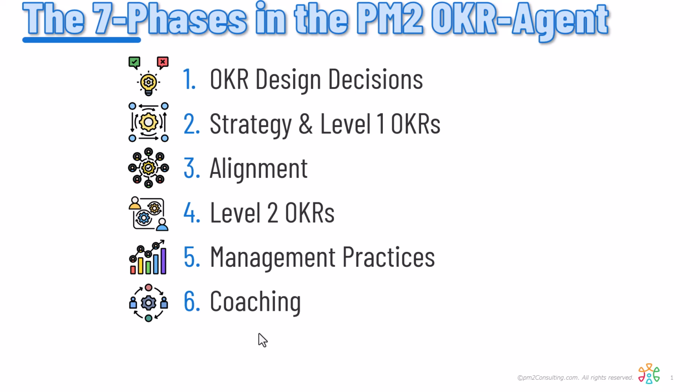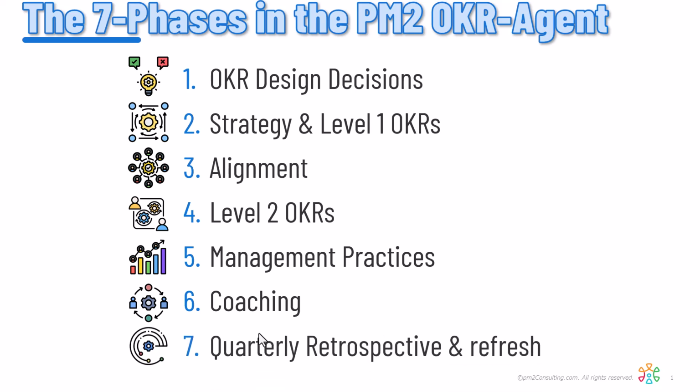Phase 6, the agent's going to provide coaching, going to take a look at how those meetings run, what gets done, how the follow-up activities are done, and so forth, and give you some coaching. And then finally, there's the quarterly retrospective and refresh. How is it we keep the strategy up to date every quarter?